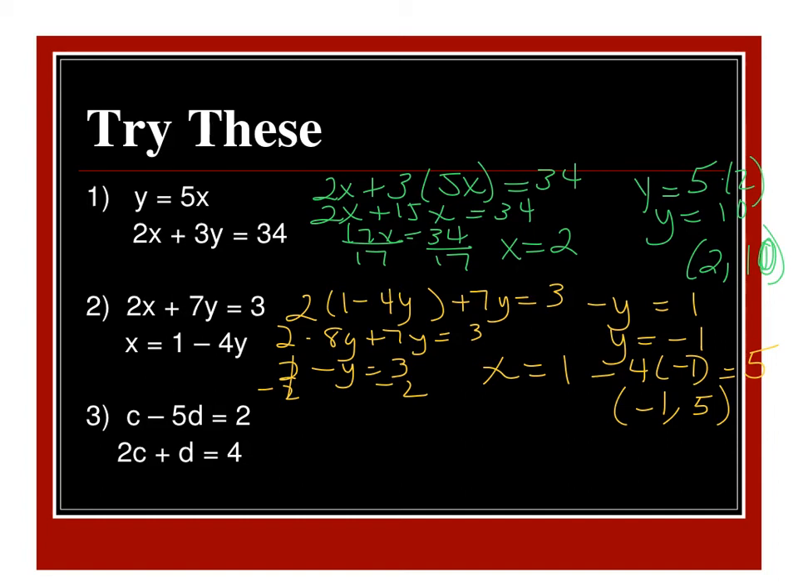Alright, so I got negative 1, negative 5 for my solution. One last one for you to try. Remember, the first two were already solved for a variable, so you're going to have to figure out which variable to solve, and you've got sort of two ways to go, but either way you're going to get the same answer. So try number 3, and then when you're ready to restart, check your problem with mine.